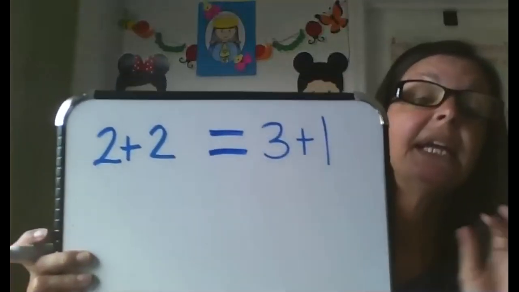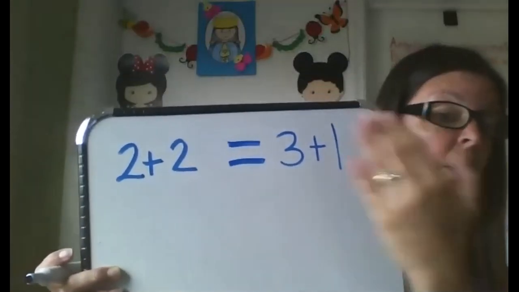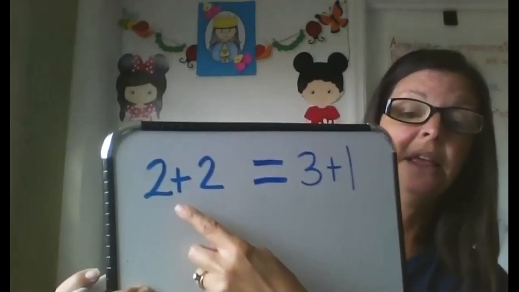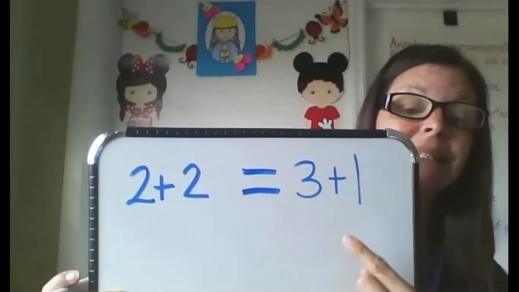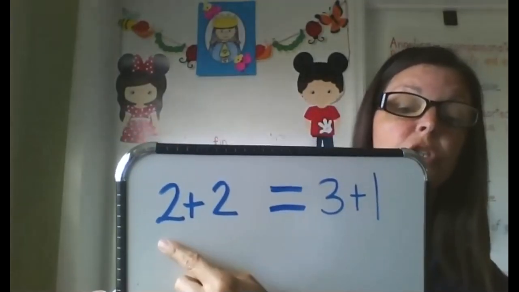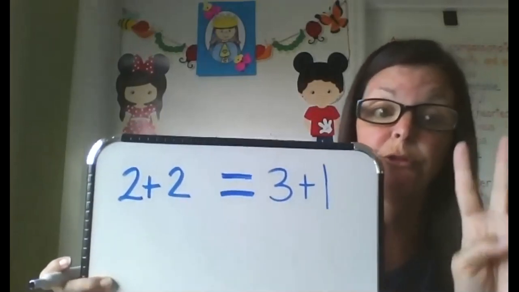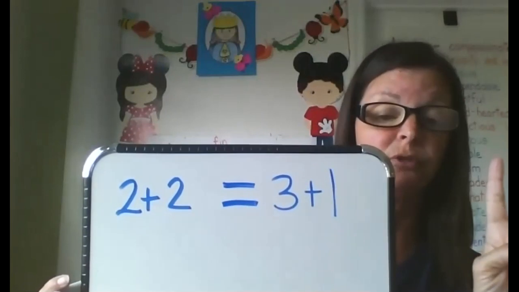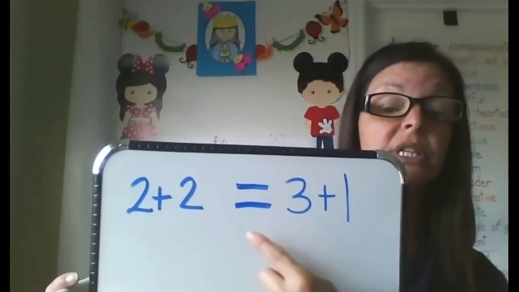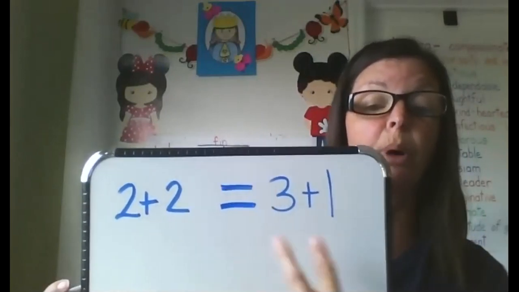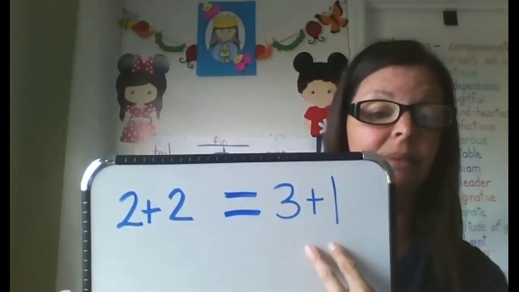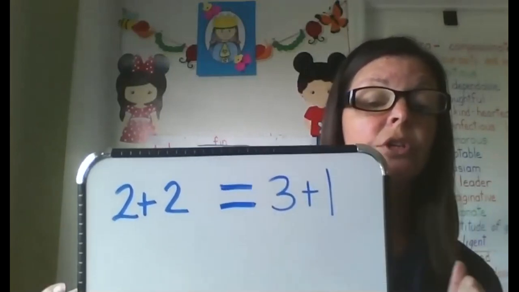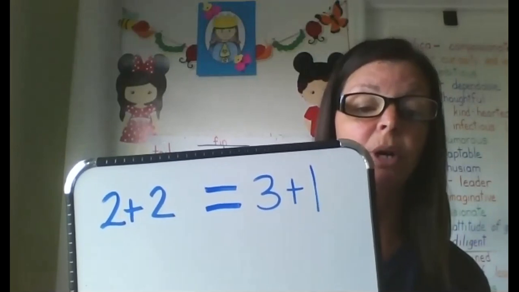So this would be an equivalent equation. That means they're equal on both sides. This equation is the same as this equation because 2 plus 2 equals 4 and 3 plus 1 equals 4. So 4 is going to be equal to 4. These are both going to be the same. The answers are the same, so they are equivalent equations.